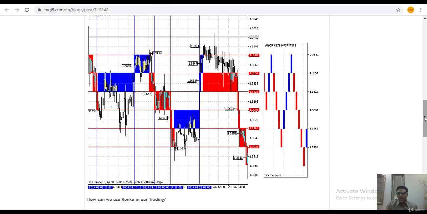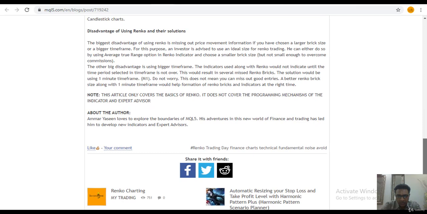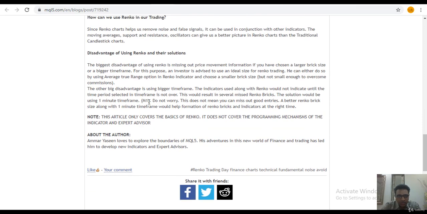I recommend at least a 5 pip brick size or 50 points. That is my advice. Anything lower than that would be too fast for you to handle, and of course, it wouldn't cover your commissions if you're using a strategy on them. So leave the smaller sizes alone.